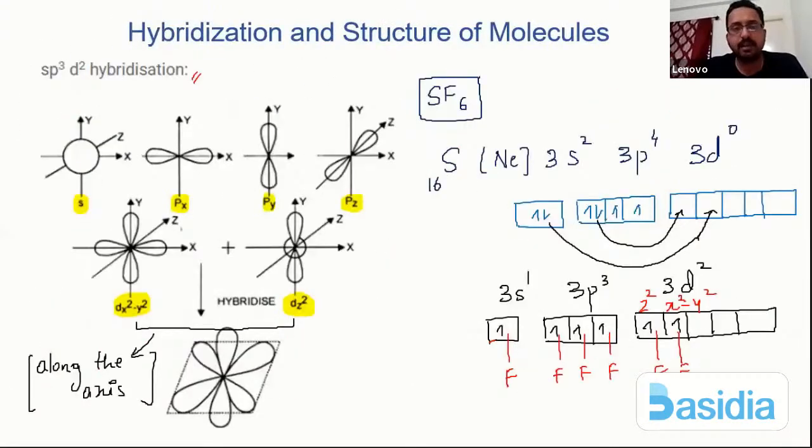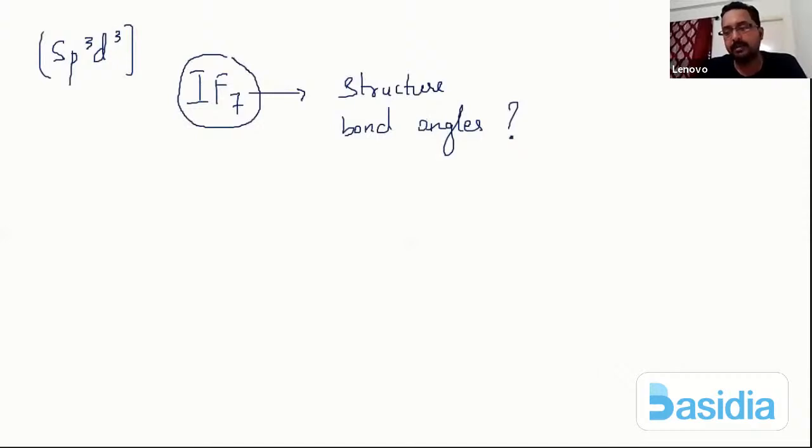These are the things we have done in our last class with respect to all the hybridizations. If you remember, I had also asked you the question on IF7 hybridization. I hope you have got the IF7 hybridization, and also that you have understood the bond angles. That is also very important. One thing I want to mention is that sp3d3 hybridization is nothing but the pentagonal bipyramidal structure.